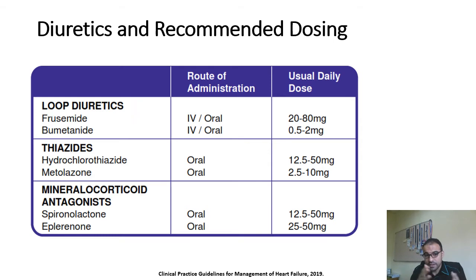This is just a table of the agents available, the loop diuretics. We have furosemide, bumetanide. We have thiazide diuretics that can be added on in the issue of diuretic resistance. One strategy is to add a diuretic with a different mechanism, like the thiazide diuretics, to help have a synergistic effect on the total diuresis in a given case. And the third class of diuretics, the mineralocorticoid antagonists, will be discussed later.